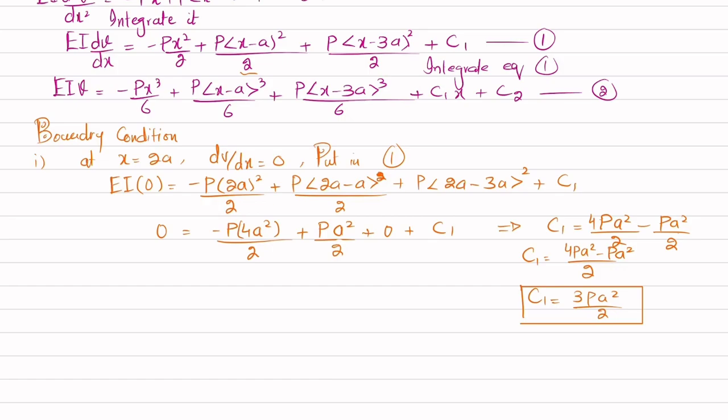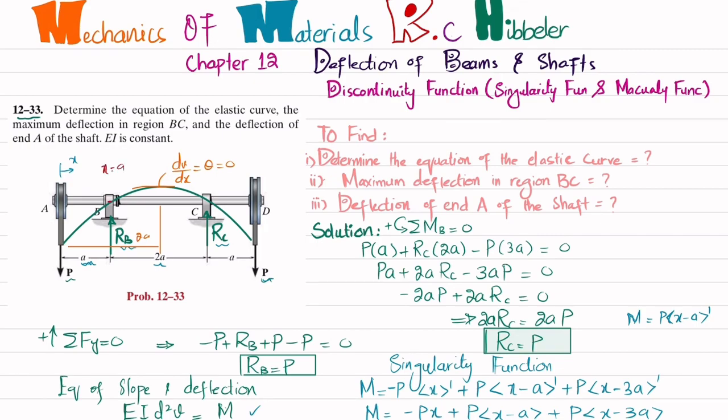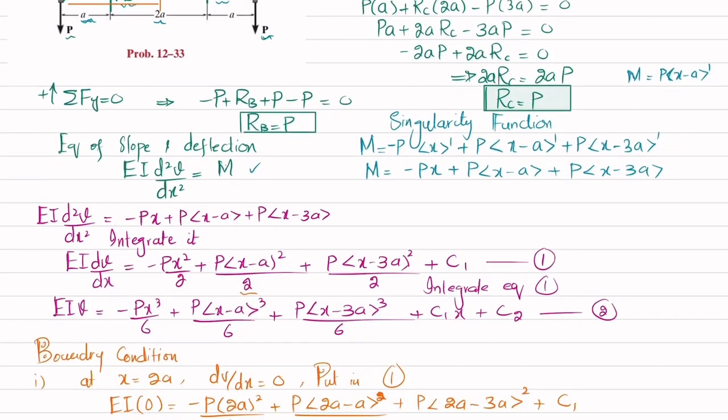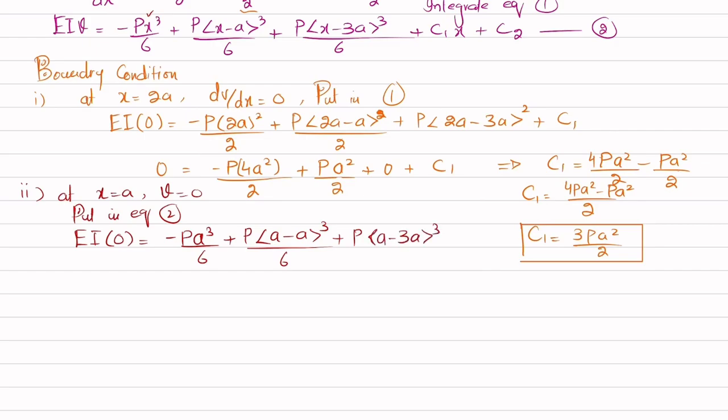Now another boundary condition is that at x equal to a, the deflection is equal to 0. Let me show you. You can see this is x equal to a. Here deflection is equal to 0 because this is a bearing support. So put it in equation number 2, because equation number 2 is for deflection. So EI·v, which is 0, equal to −P·a³/6, x being replaced with a, plus P(a − a) which will be 0, plus P(a − 3a)³/6 plus C1, which is 3Pa²/2, times x replaced with a, plus C2.